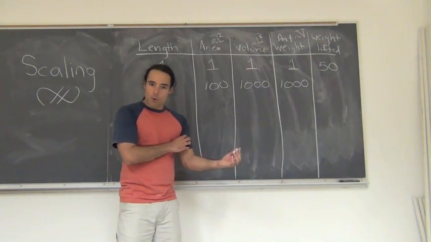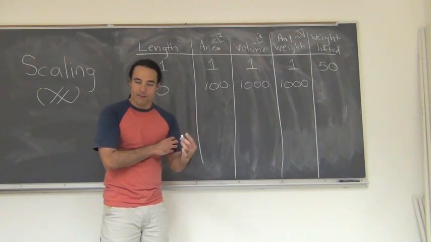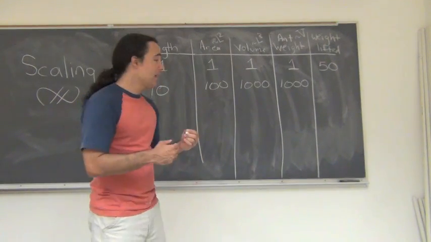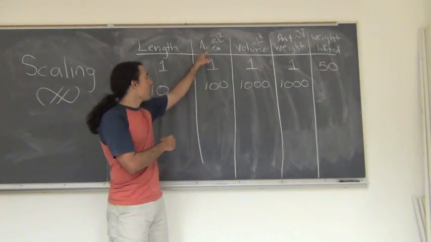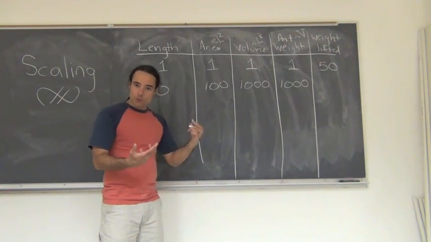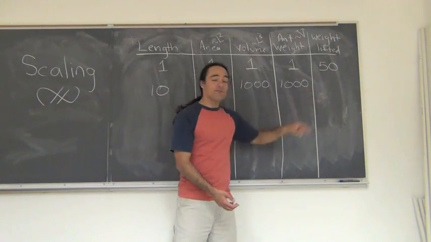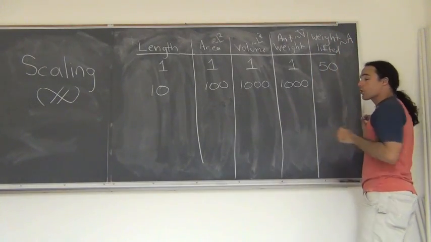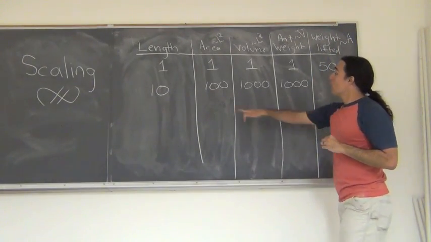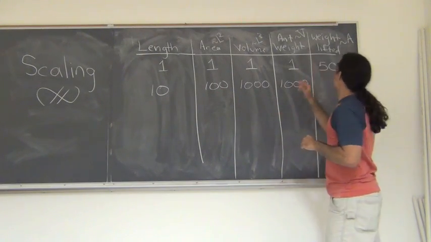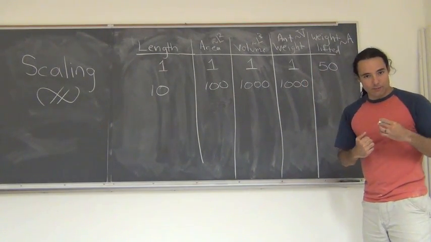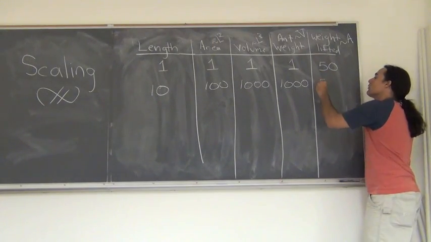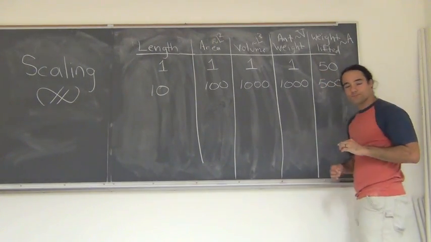So if the strength of the ant is going to be proportional to how much weight it can lift, and the strength is proportional to the cross-sectional area, then it should be true that the weight lifted is proportional to the area as well. My area is 100 times bigger. Therefore, the weight I can lift is going to be 100 times bigger. So that's going to be 100 times 50. So it can support 5,000 pounds.